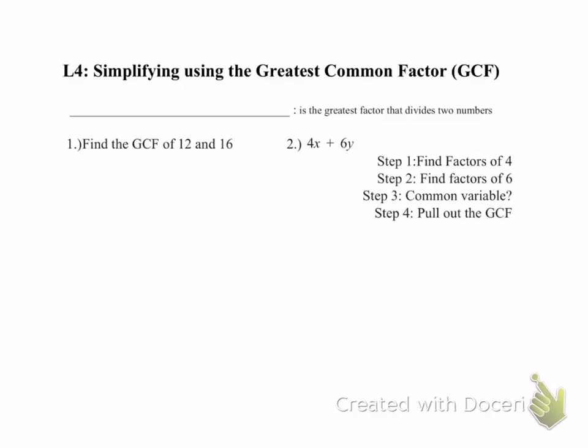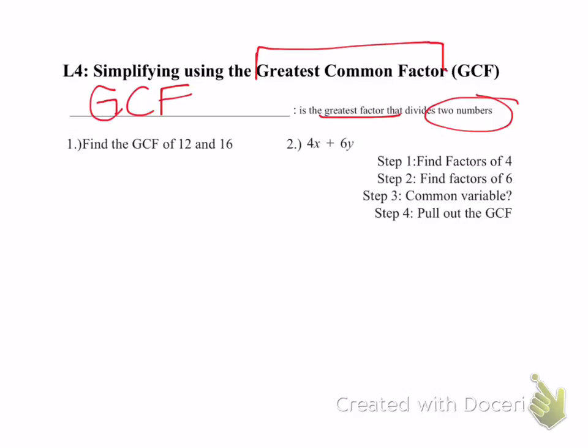Well, if we go to our notes, the first thing it talks about is the GCF. GCF stands for the greatest factor that divides two numbers. So we're looking for the greatest common factor. We abbreviate that GCF. So if something is asking you to find the GCF, it's saying, well, what's the highest number that goes into both of them?